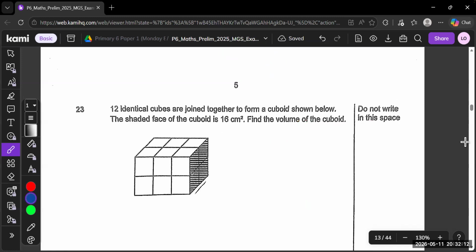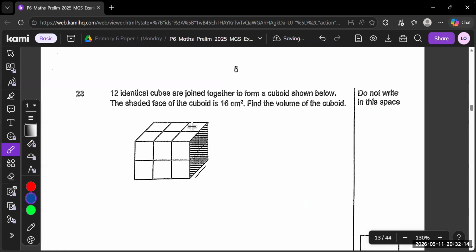Next one. 12 cubes are joined together to form a cuboid. The shaded face is 16 cm square. What's the volume of the cuboid? Do you realize that the shaded face is actually a square face? So if the area of the square is 16, then what times what equals 16? 4 times 4. Then can you find one side of a cube? This is 2 cubes.